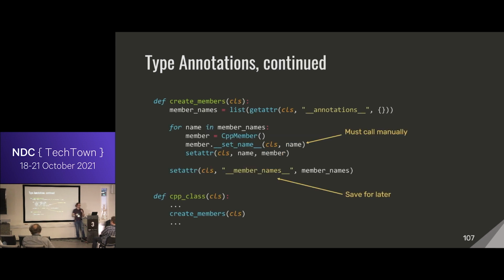Now, what we want to do now is instead of assigning the members directly, we go to our CPP class method and add a function to create all the members. What we do is we go through the annotations, and for every annotation we assume that this is a new member variable, and we create a new member, a CPP member object. Since the class has already been created, set name would not be called automatically, so we call it ourselves with the name of the variable we got from the annotations, and then we assign it to the class with the same name. Additionally, we save all the member names for later use.